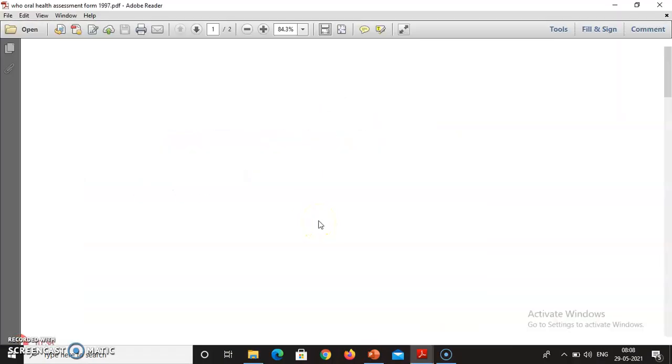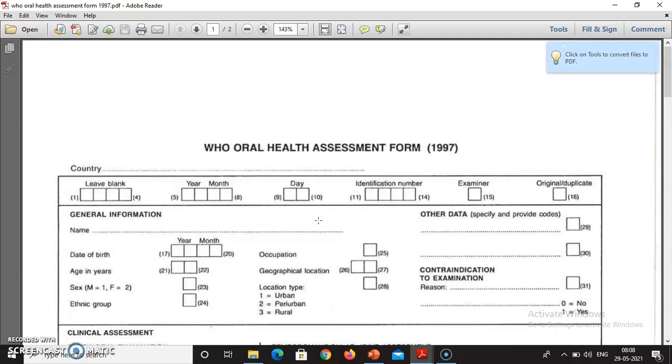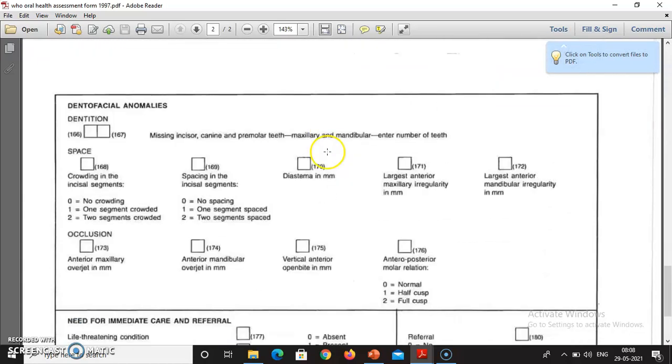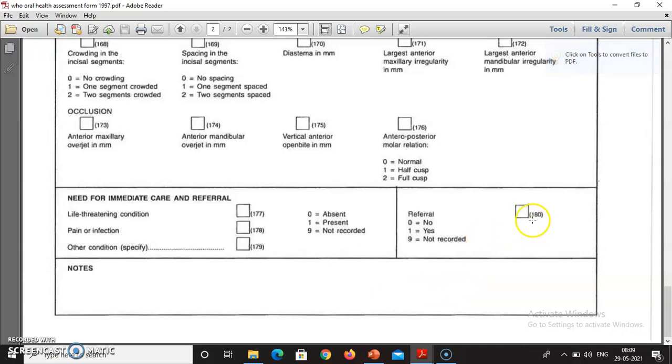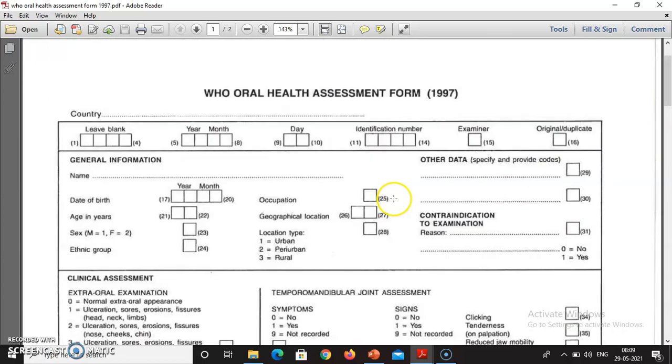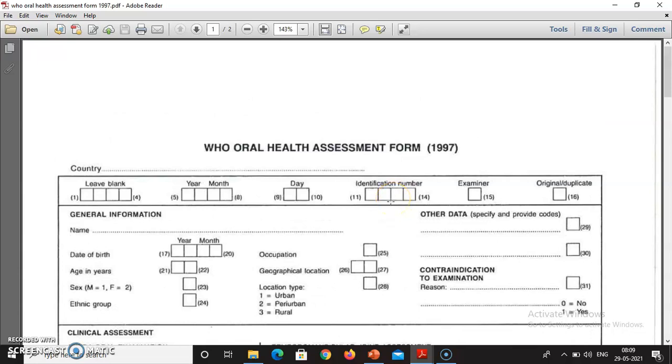So this is the basic oral survey form of 1997, and this is the one which is most commonly used. And as I told you, everybody uses this form to record. It is easy for comparison. It ensures uniformity. This 1997 form is such a big form, which has around 180 variables to be filled. Okay, and you need not know that in detail. You need to know what all are there in this form.